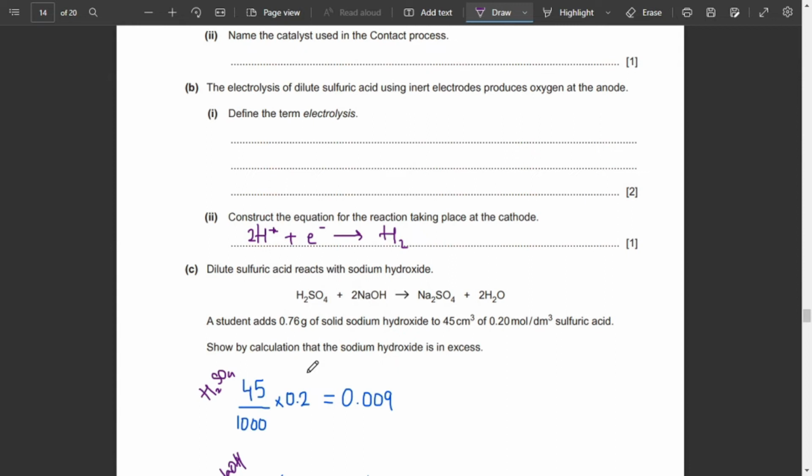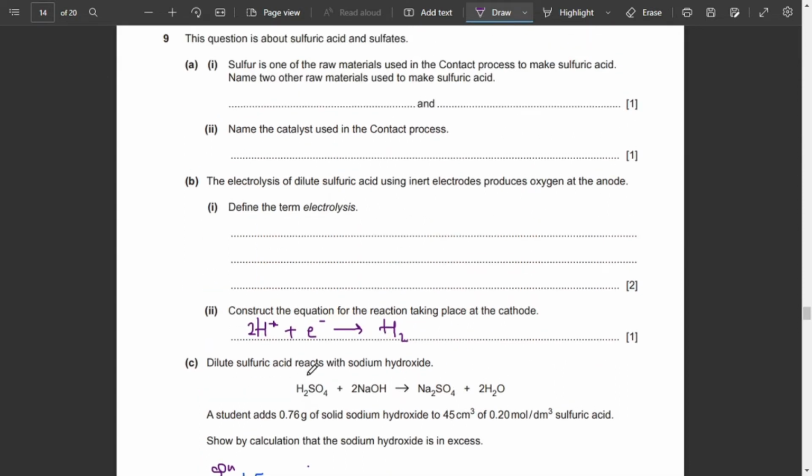Moving on to part C, dilute sulfuric acid reacts with sodium hydroxide. A student adds 0.76 gram of solid sodium hydroxide to 45 centimeter cube of 0.2 mole per dm cube of sulfuric acid. Show by calculation that sodium hydroxide is in excess. Now for this question, the scenario is mainly that a student is adding sodium hydroxide and sulfuric acid. What information is given to us is that sodium hydroxide is in excess, but we need to prove it.